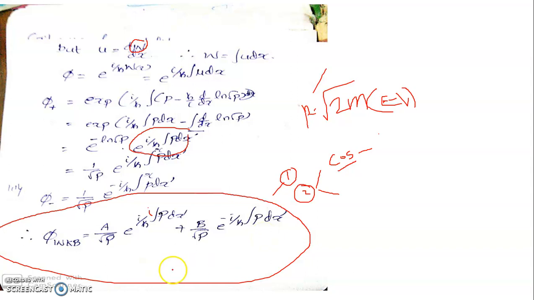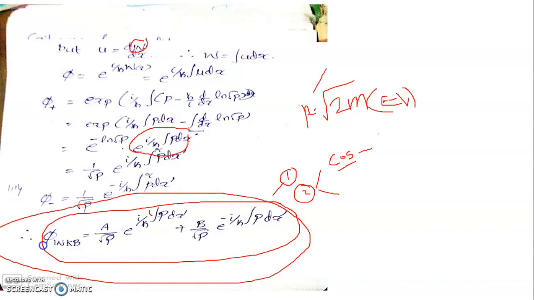So this is about the WKB wave function, or the representation of a WKB system using a general wave function. Just recall it: A by root p e raised to i by h cross integral p dx plus B by root p e raised to minus i by h cross integral p dx. Now we'll see some physical situations where we will be able to apply the WKB method and some general mathematics that are to be derived in the case of such situations.